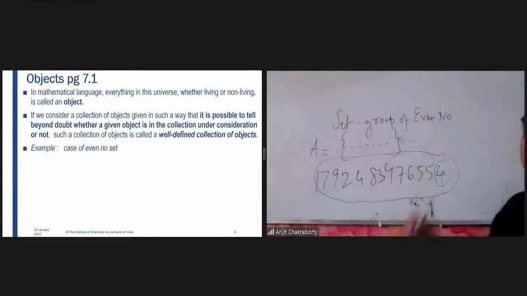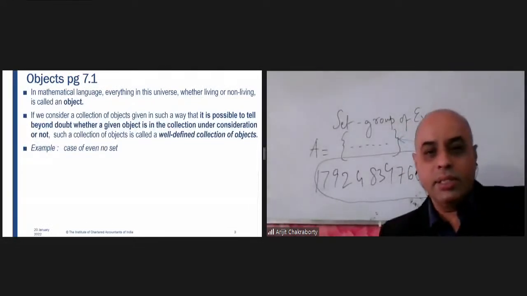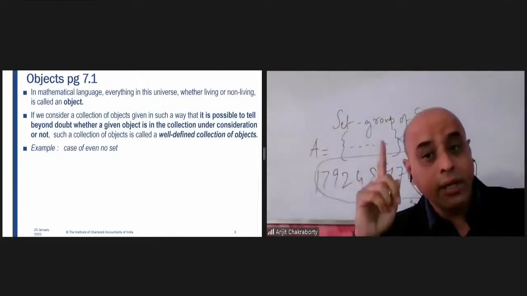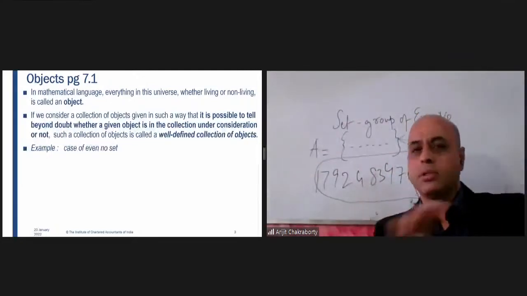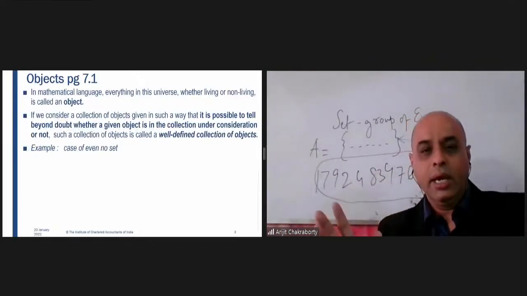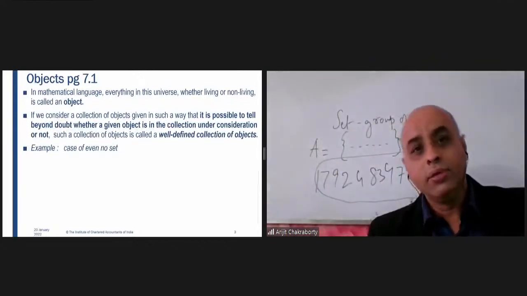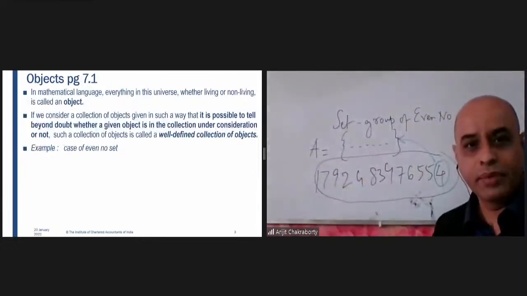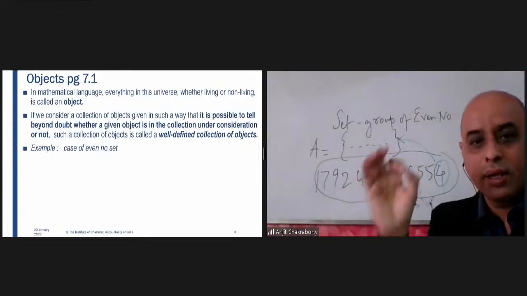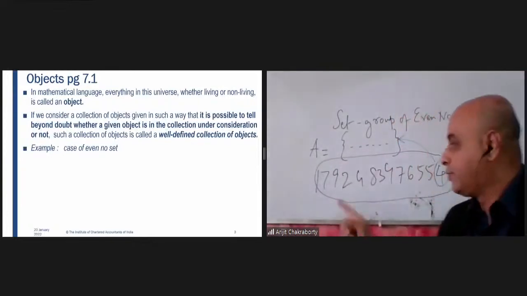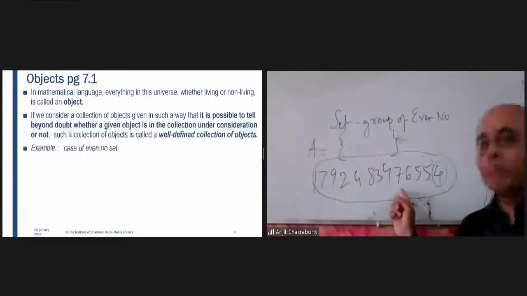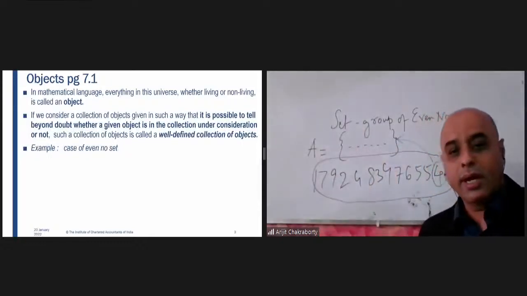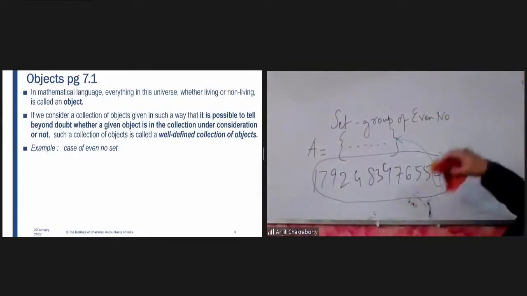automatically it will be a member of this group. So friends, you can see this set which I was writing, or a group, is a well-defined collection of objects, because whatever number you take, just by looking at the number, you will be able to say whether the number will be a member of this group or not. Definitely you were 100% correct in saying that this number is going to be a member of this set A.